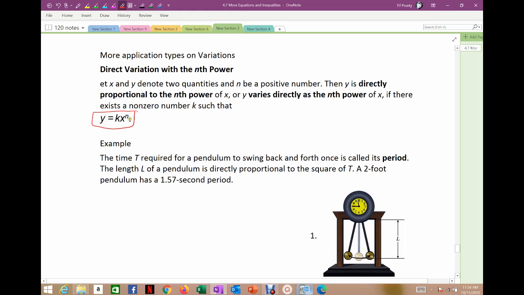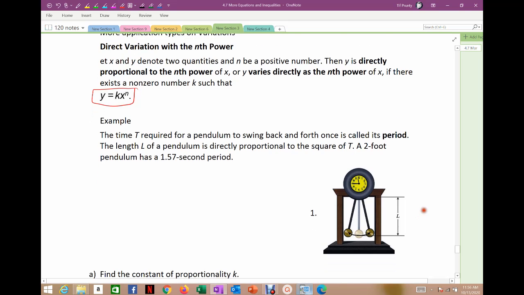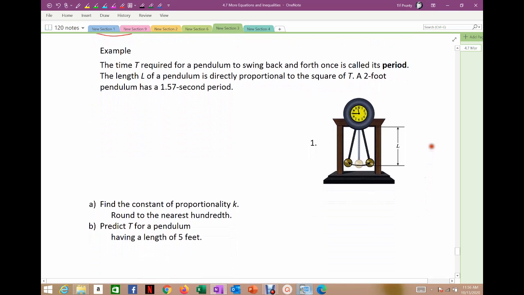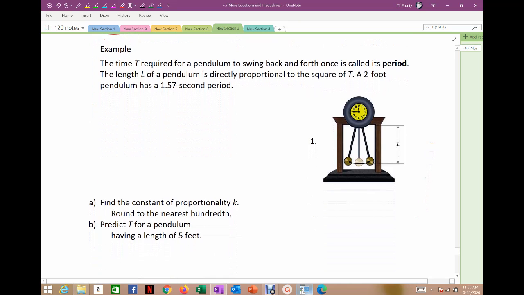Right? Y varies directly with the nth power of x, and there's some constant that's involved that we have to figure out. And I'm just going to do one example because it's good that you're exposed to this. We're not going to do a whole bunch of examples. I'm just going to walk you through one example of a direct variation and one example of an indirect variation.